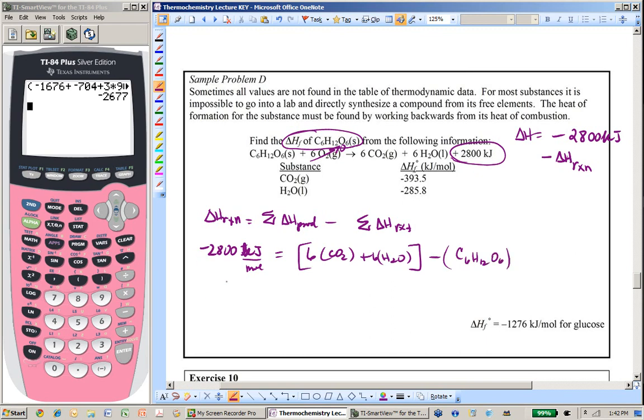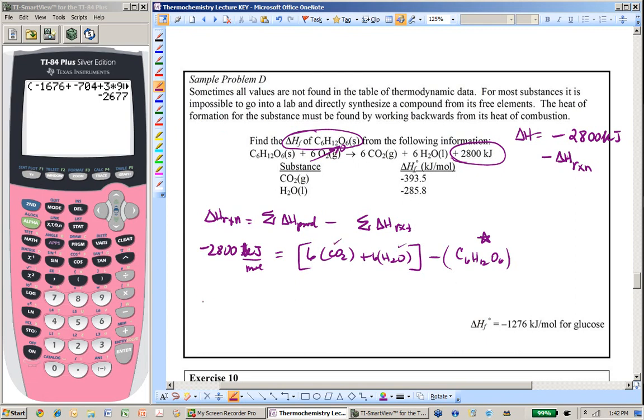And now I'm going to actually come in and plug in the numbers. But I really want to solve for this quantity, right? Isn't that what I'm looking for? Let me reread the problem. Sometimes you have to reread the problem. Yeah, because all I've got is this value and this value. So I'm looking for glucose.